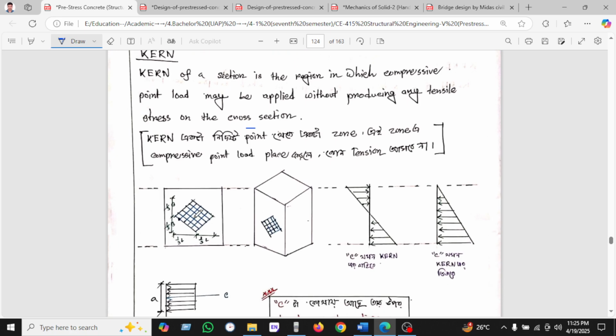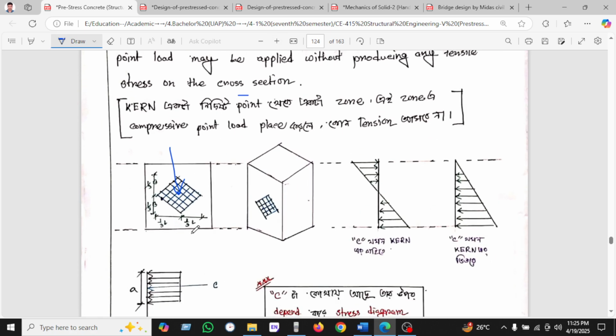So it means if we provide a load here in compression, then in this section we will not provide any kind of tension reinforcement. So you can see here L by 3, L by 3, and L by 3, L by 3, all the section will be here. C: when C is outer the kern, then the diagram will be like this. When C is inner the kern, then the diagram will be like this.